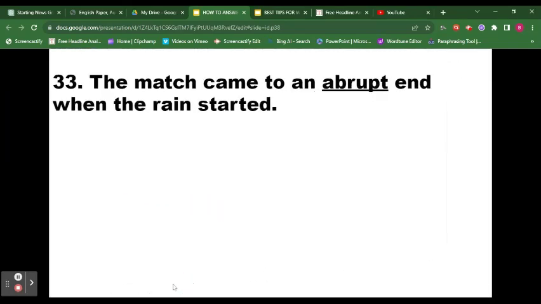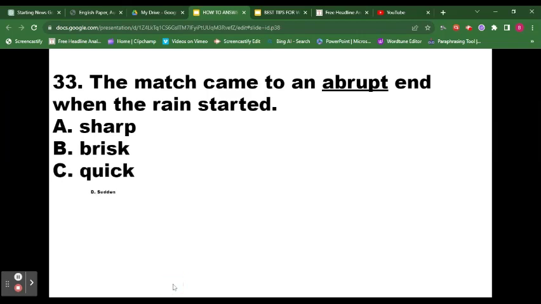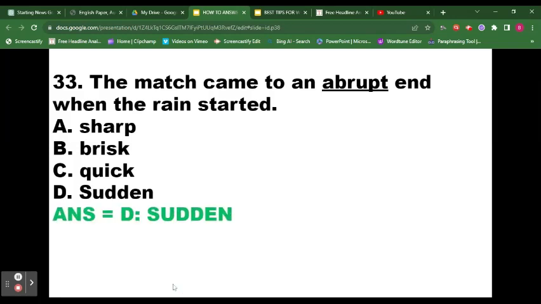So, question 33, the match came to an abrupt end when the rain started. When something is abrupt, it is sudden, unexpected. A, sharp. B, brisk. C, quick. D, sudden. The correct option is D, sudden. Came to a sudden end.